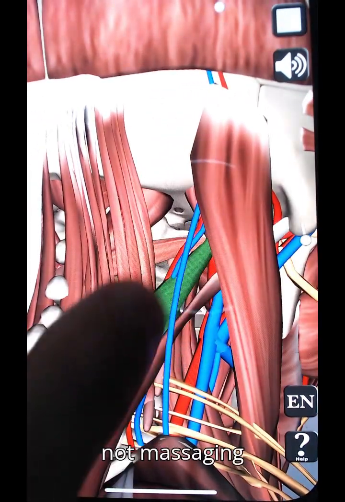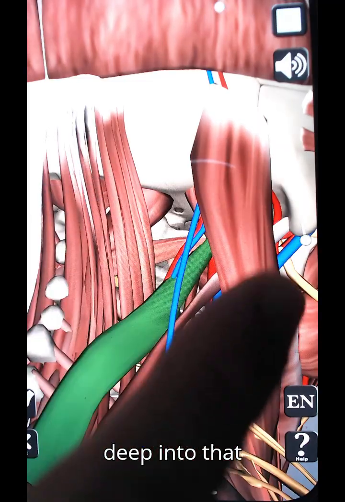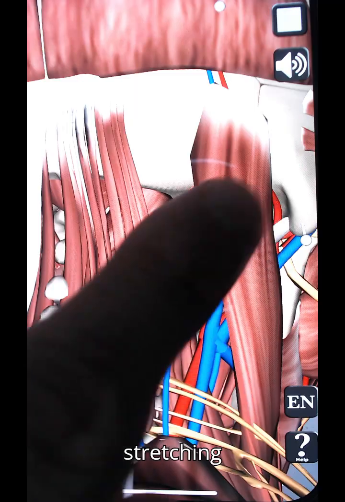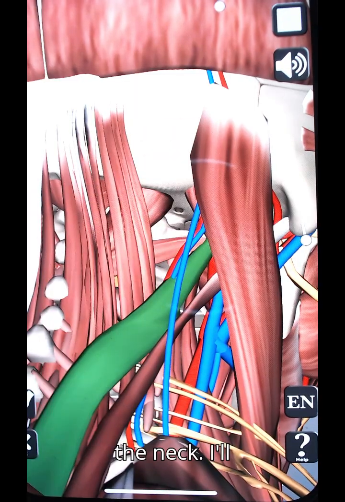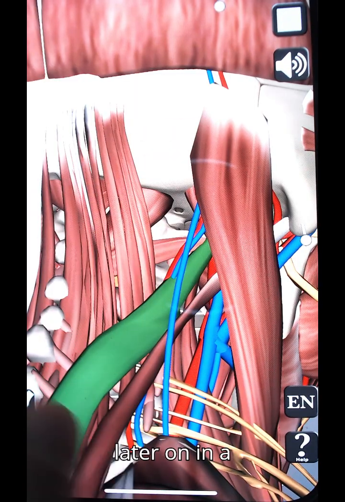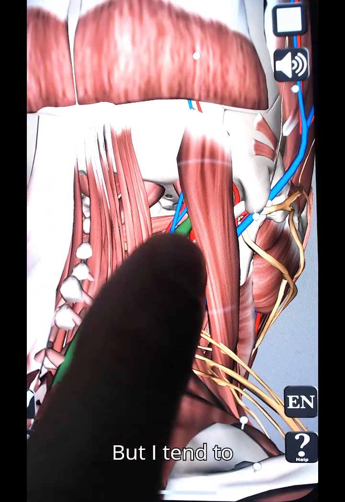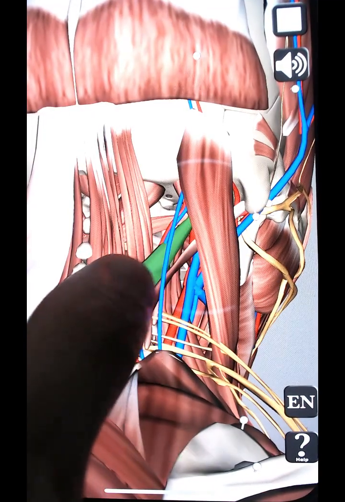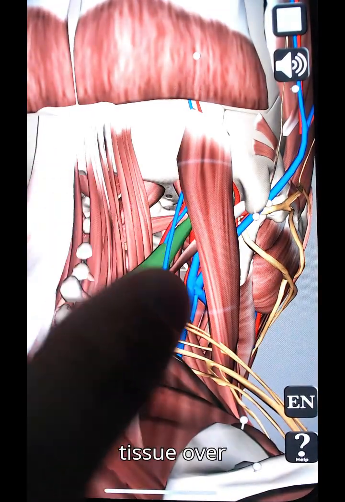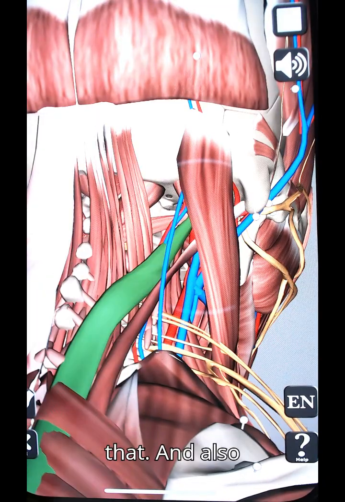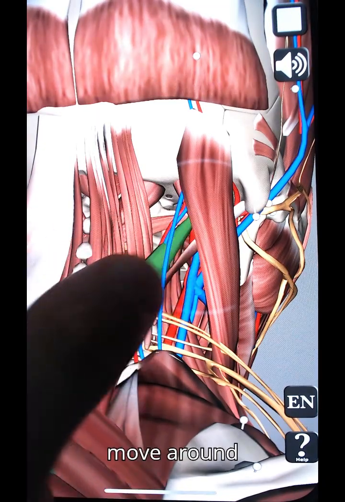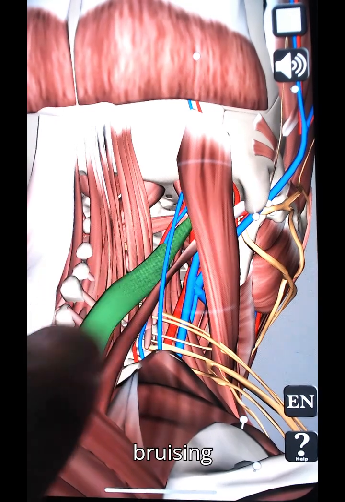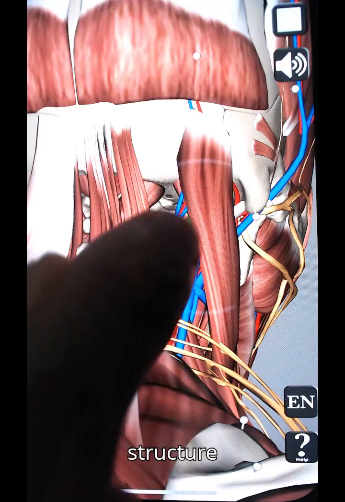So usually you're not massaging all the way deep into that part of the neck because you want to avoid a lot of those. I suggest stretching this part of the neck. I'll show you some techniques in a later video. But I tend to work this splenius capitis going down. I actually start from right about here. I pass that vein. Usually there's a couple of muscle tissue over that. And also these muscle tissues and nerves, they move around when you massage. So you're a little bit safer than you think. But if you get bruising around the neck, it's usually because of that vein structure right about there.